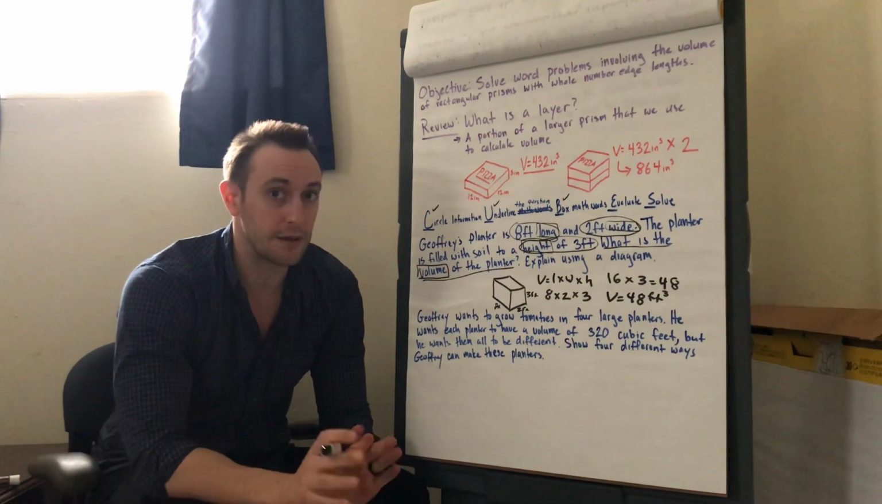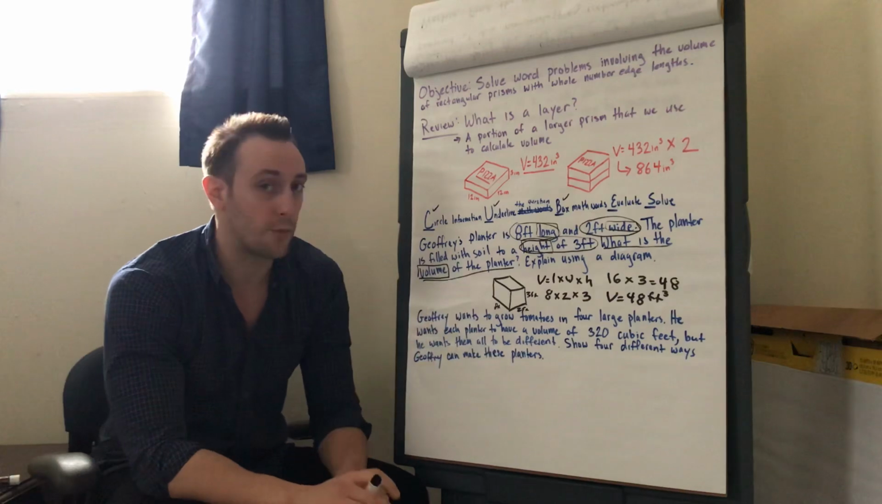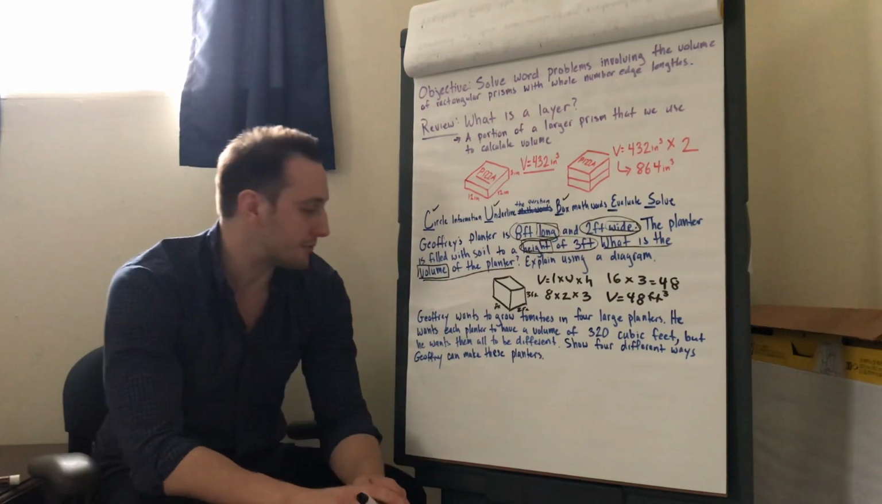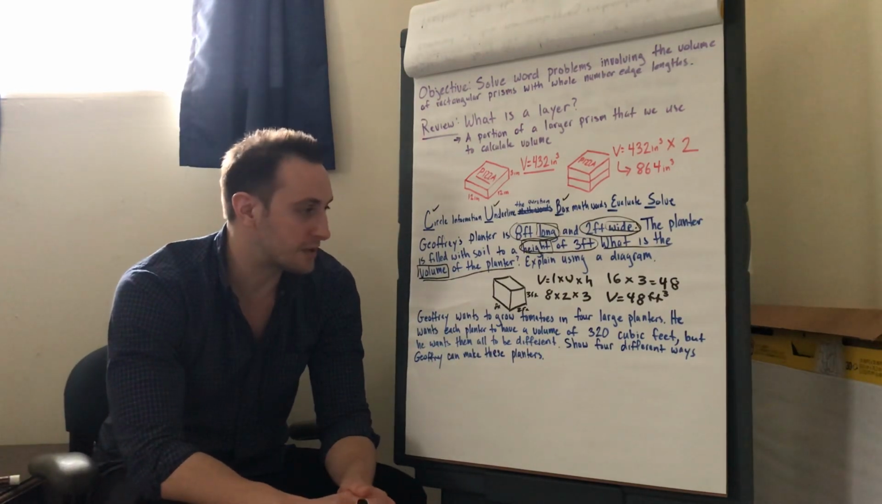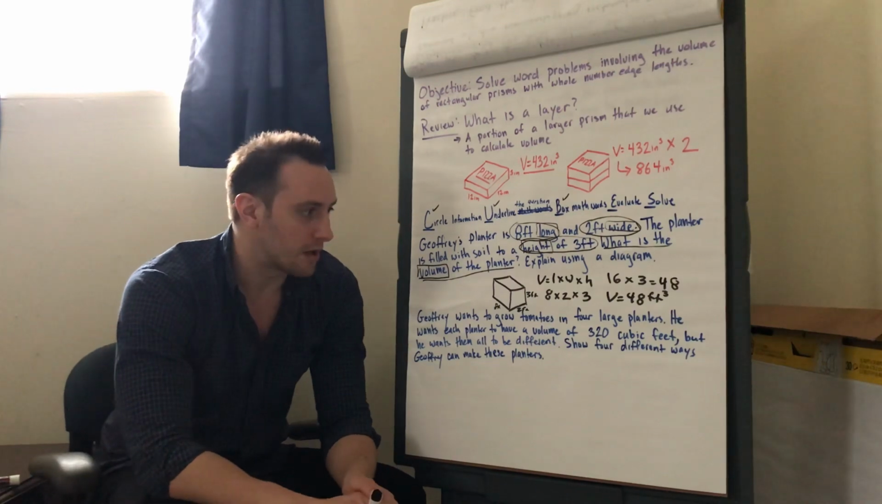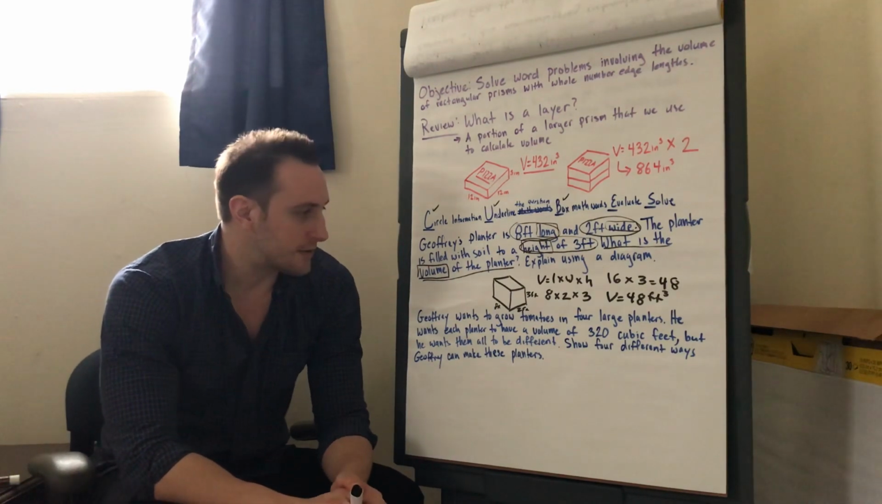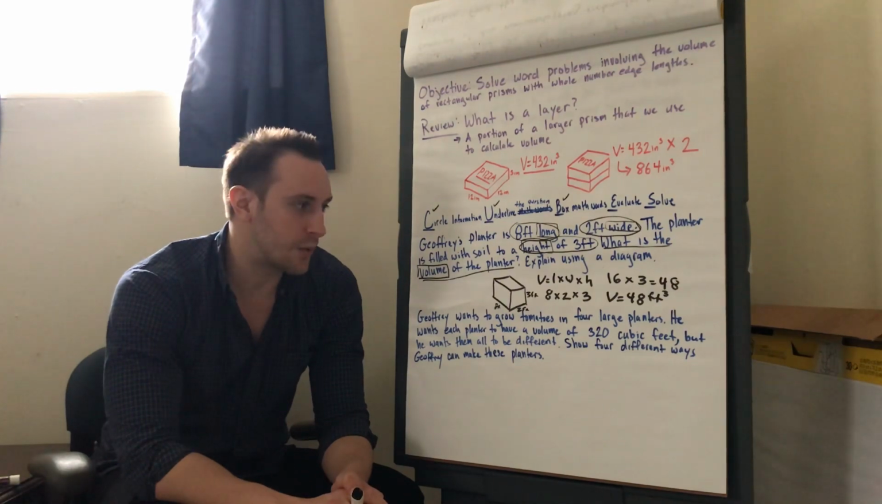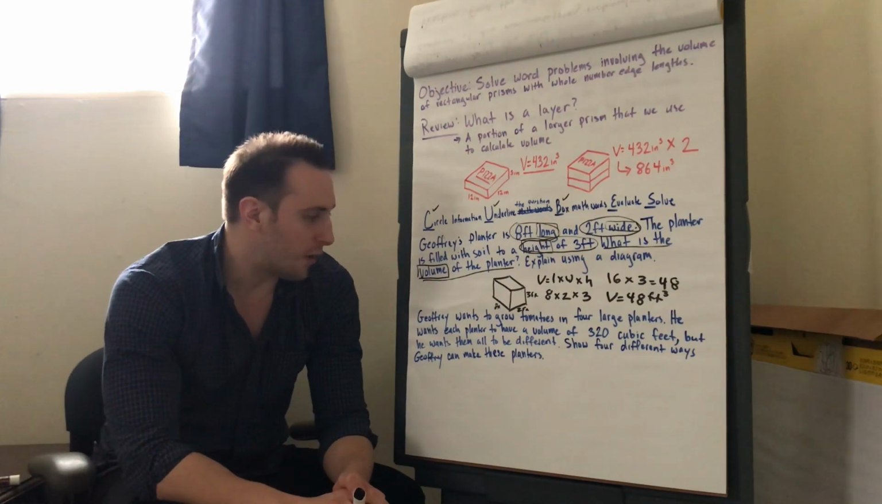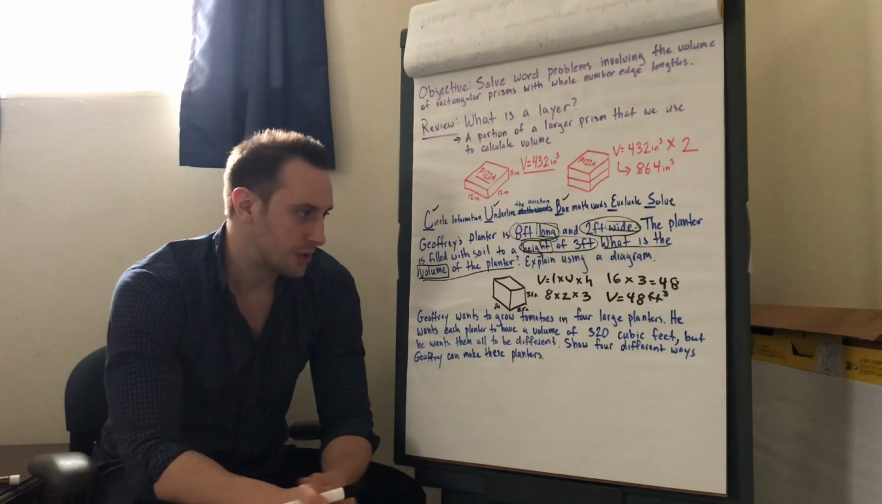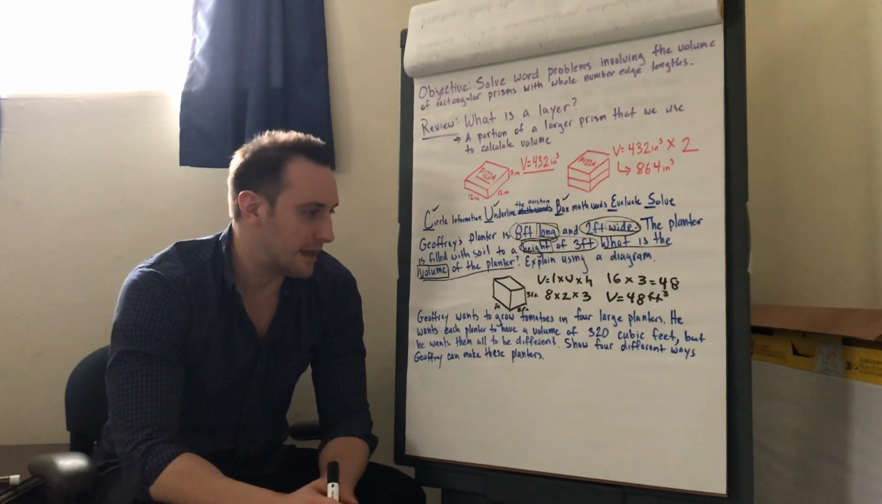So this is going to be a 3-part problem here that we just did part 1. Let's look at part 2. Jeffrey wants to grow tomatoes in 4 large planters. He wants each planter to have a volume of 320 cubic feet, but he wants them all to be different. Show 4 different ways he can make these planters.